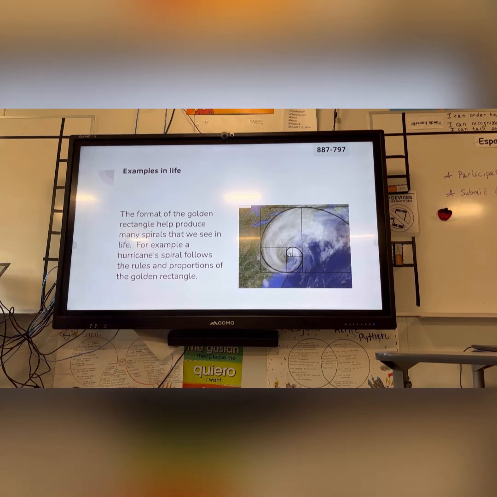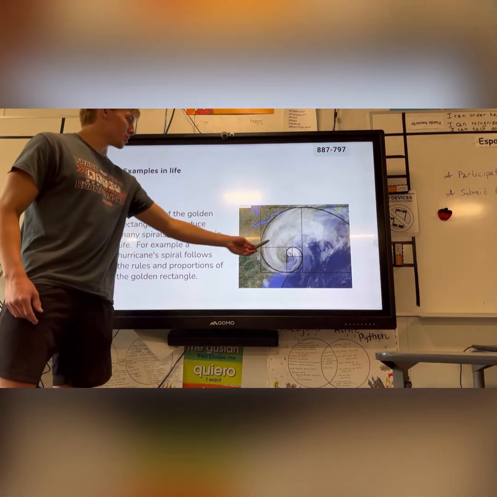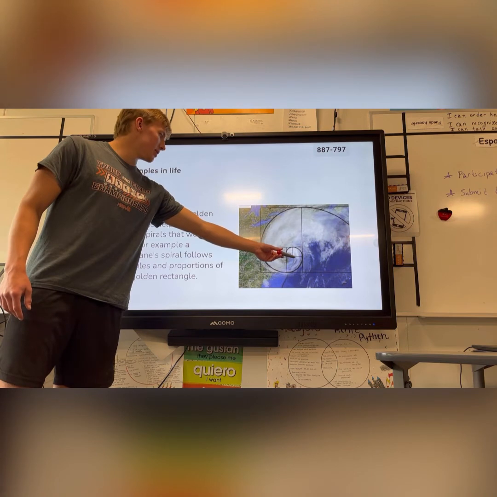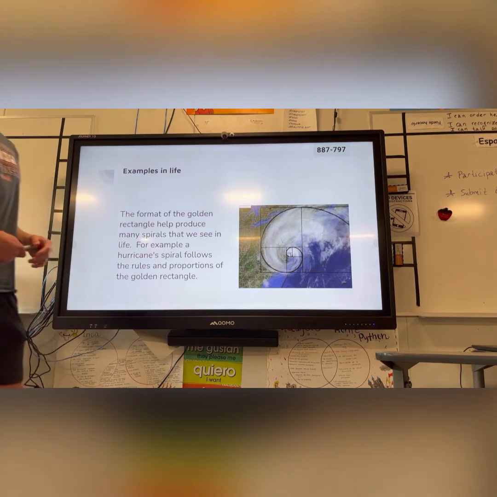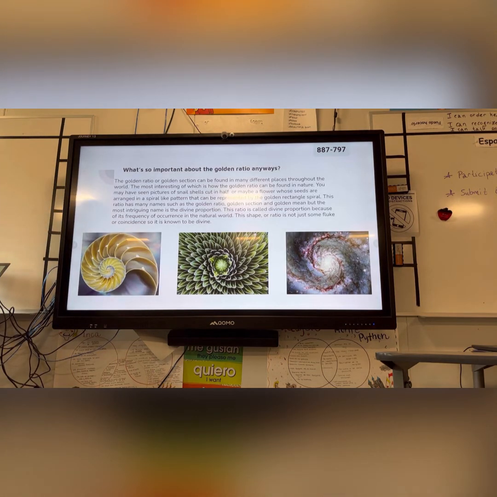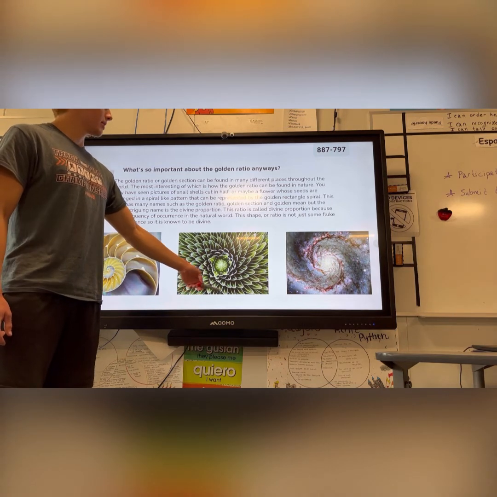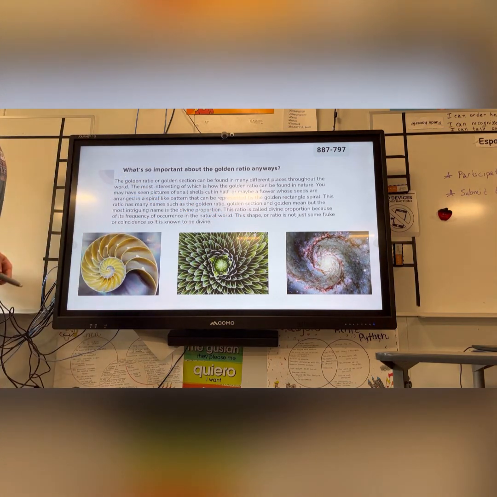An example in real life, a really good one would be a hurricane. The format of the golden rectangle helped produce many spirals that we see in life. For example, a hurricane. It follows the proportion of the golden rectangle, or the spiral. You can see those air boxes that are super small in there. And the spiral comes right out, looks identical to the curvature of the hurricane. Some more famous ones are the classic snail shells, the flower petals on intricate flowers, and galaxies, which are in the next slide.